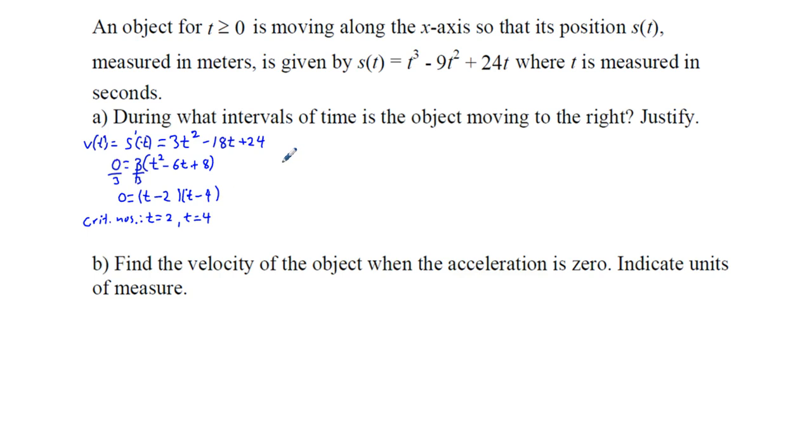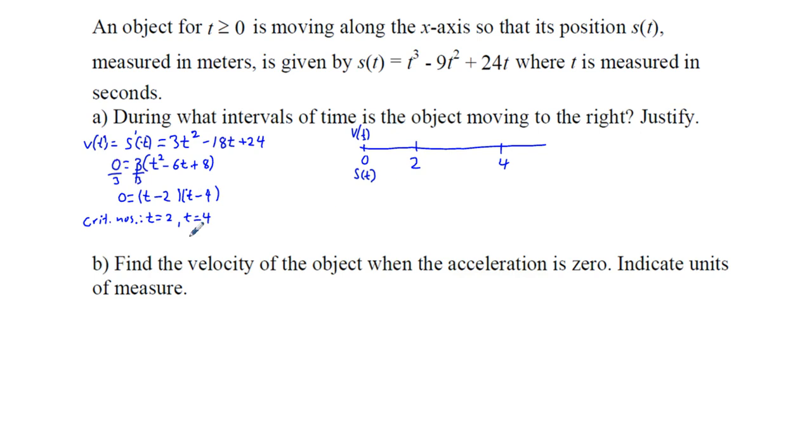So now we can do an analysis to see during which intervals the object is moving to the right. So I'm going to create a number line here, and on that number line we're going to put our critical numbers 2 and 4, and we know we're starting at 0 because that's where the function is defined, and we're going up toward infinity. And on the top we're going to put v of t, which of course is s prime of t, and below we're going to just put s of t.